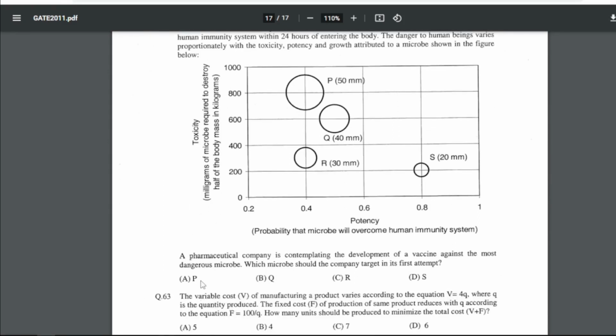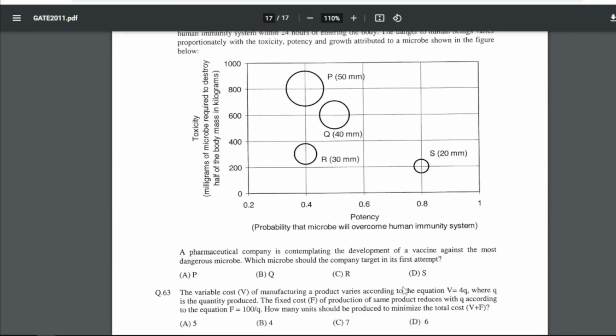So here a figure is shown. A pharmaceutical company is contemplating the development of a vaccine against the most dangerous microbe. Which microbe should the company target in its first attempt? For 62, our answer will be D, that is S.